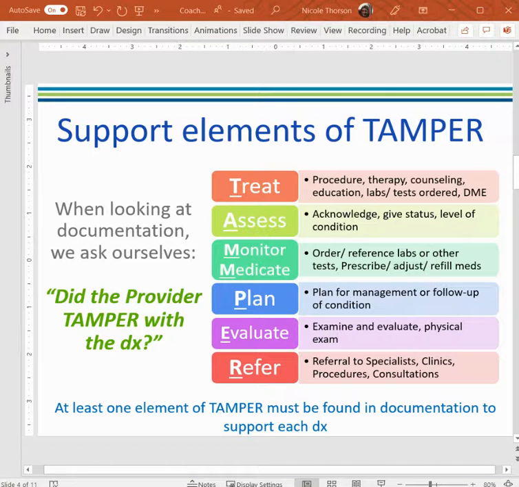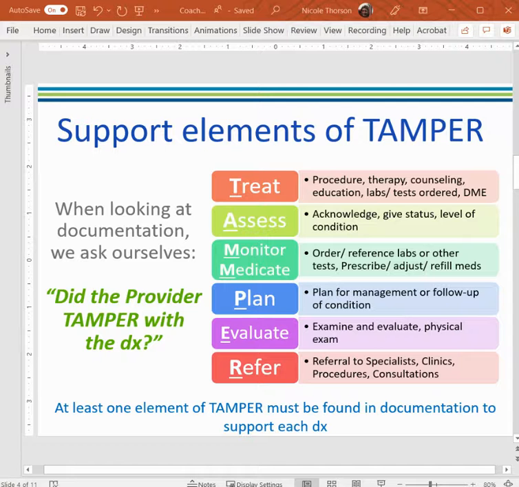Or basically, is there supporting documentation showing that the provider is treating, assessing, monitoring, medicating, planning, evaluating, or referring specific to each diagnosis? I do want to note that only one element of TAMPER is needed in the documentation to have approved support. The chart on the right shows what element each letter of TAMPER stands for, along with some examples that are included in that element.